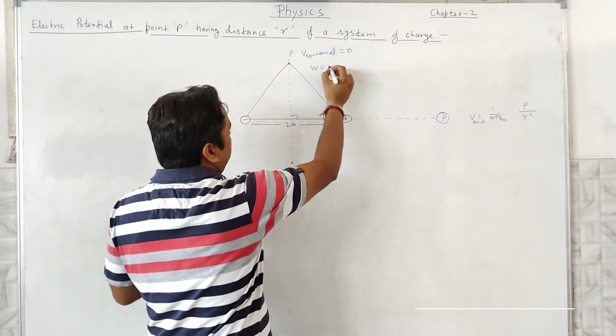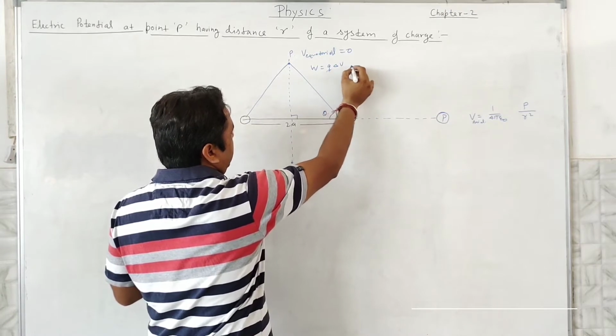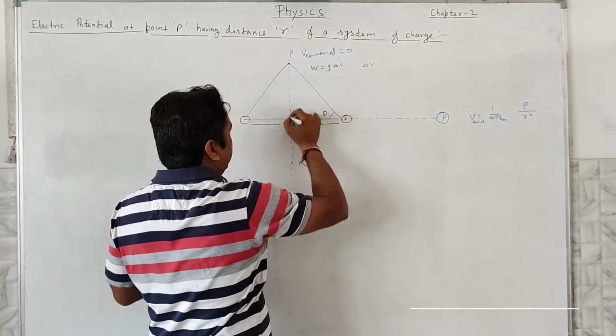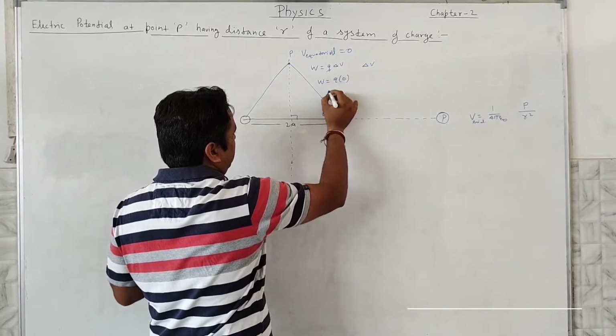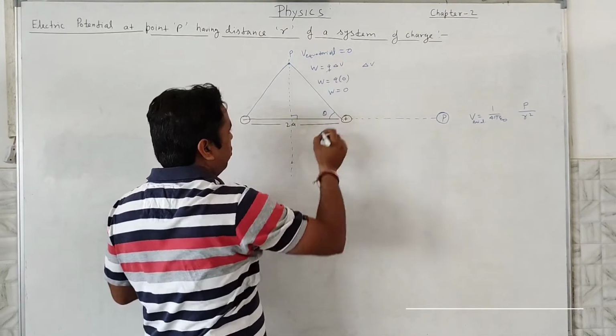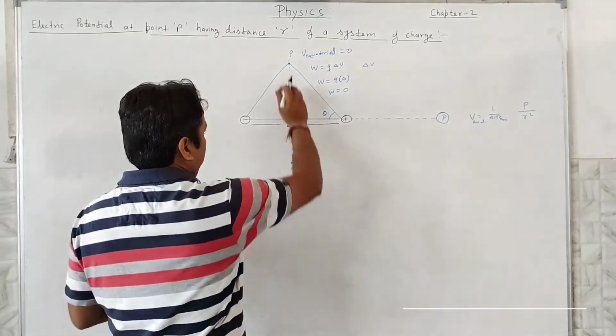How is it? The work done is Q into delta V. So there is no potential difference, delta V is 0 here. So the work done over this point is 0. So in the equatorial case there is no work done over this surface.